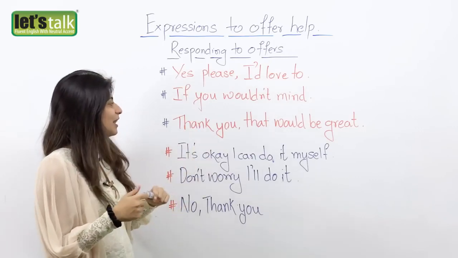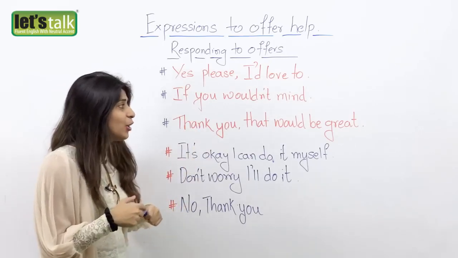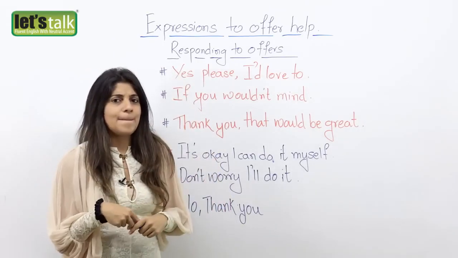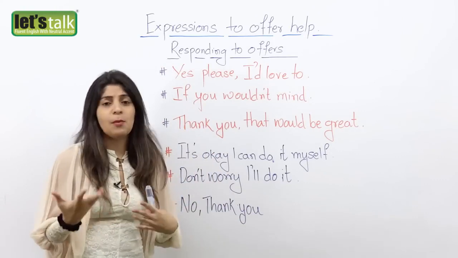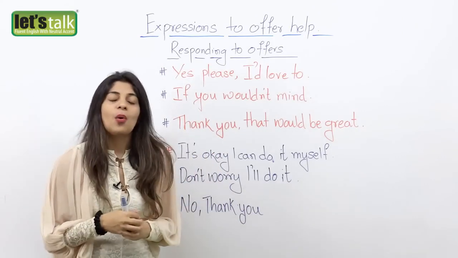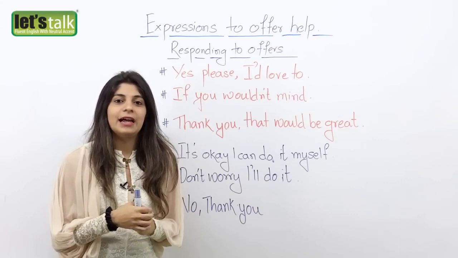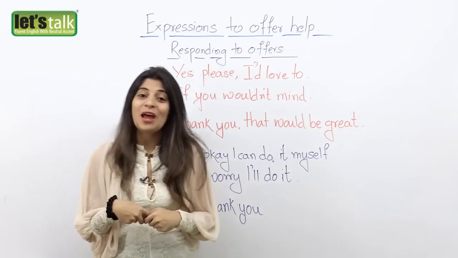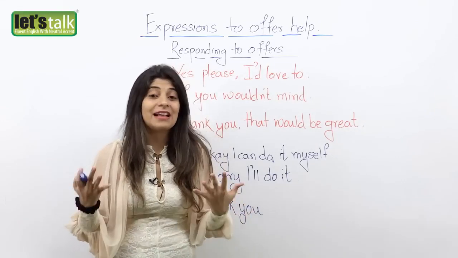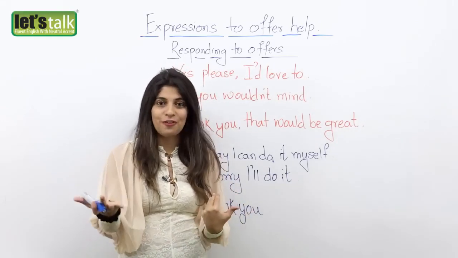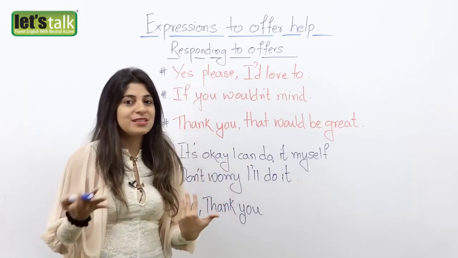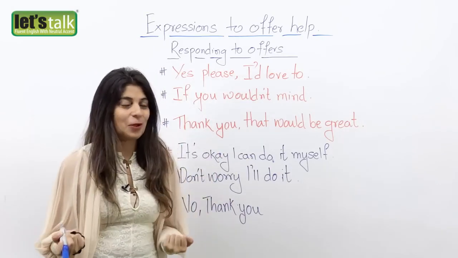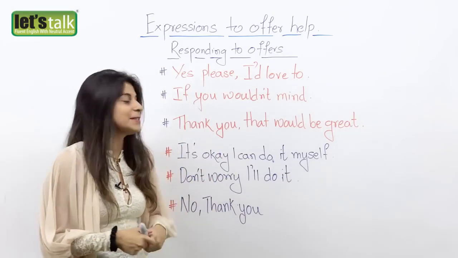So let's have a look at the third one here. Thank you, that would be great. So for example, you are at a party and someone offers you a drink, or someone says, hey, would you like to have another piece of cake? So you would say, oh, thank you, that would be great. So again, you're accepting the offer that your friend or your family member just made. This is the way you would reply, okay? And you would accept it.